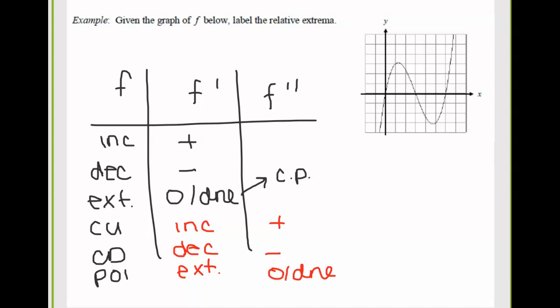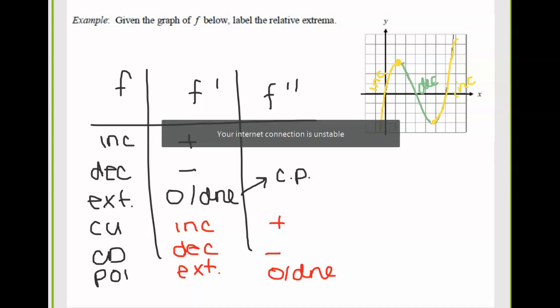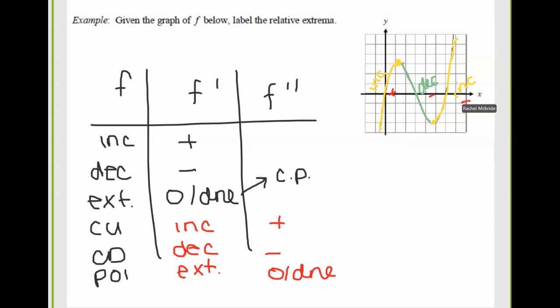So in terms of our graph over here, to the left of the extrema, it's increasing. And then after our lower extrema, it's increasing again. And in the middle, it's decreasing. So what that tells me is on my derivative, this is positive, then negative, then positive.